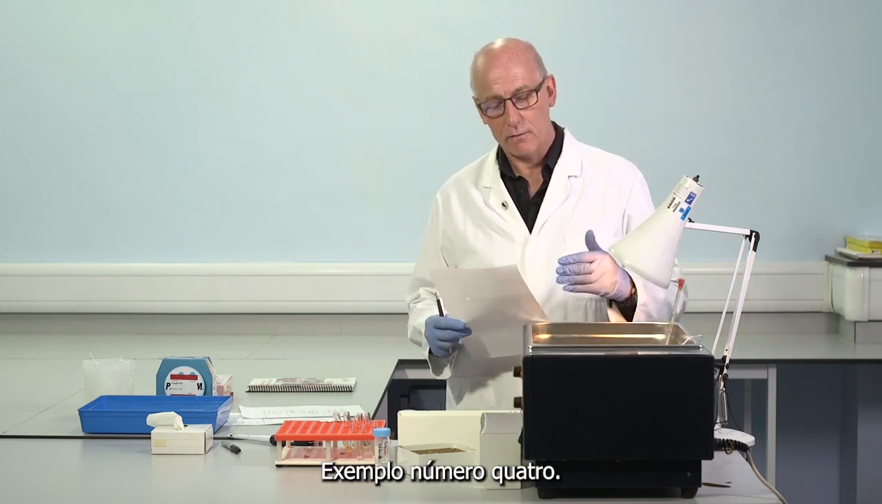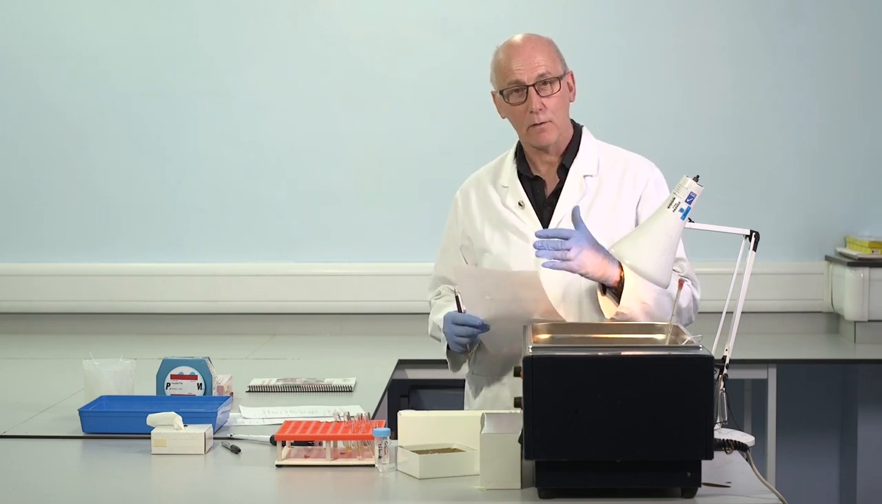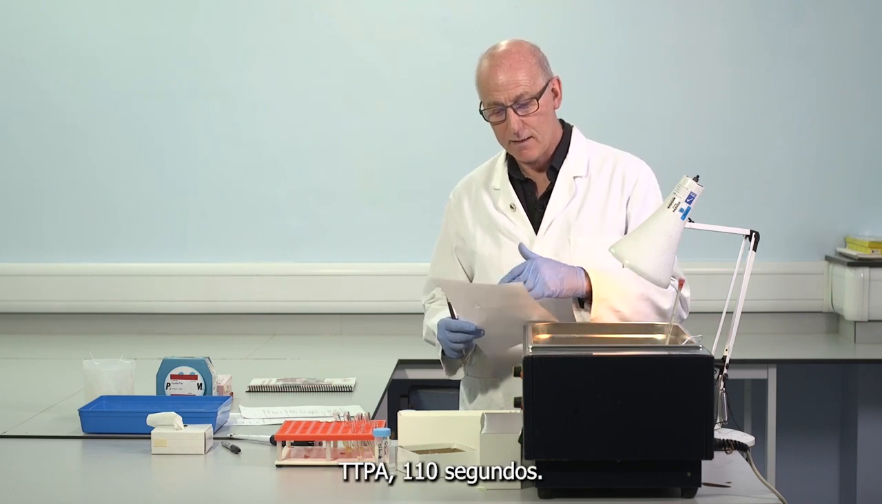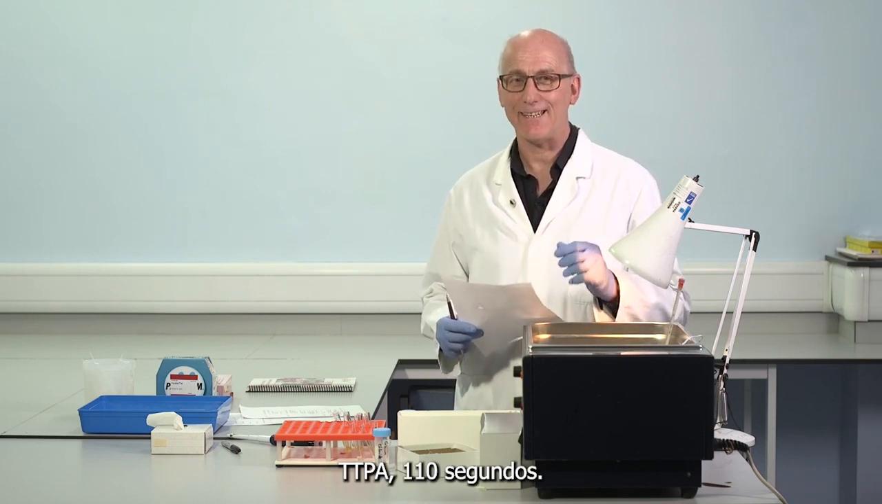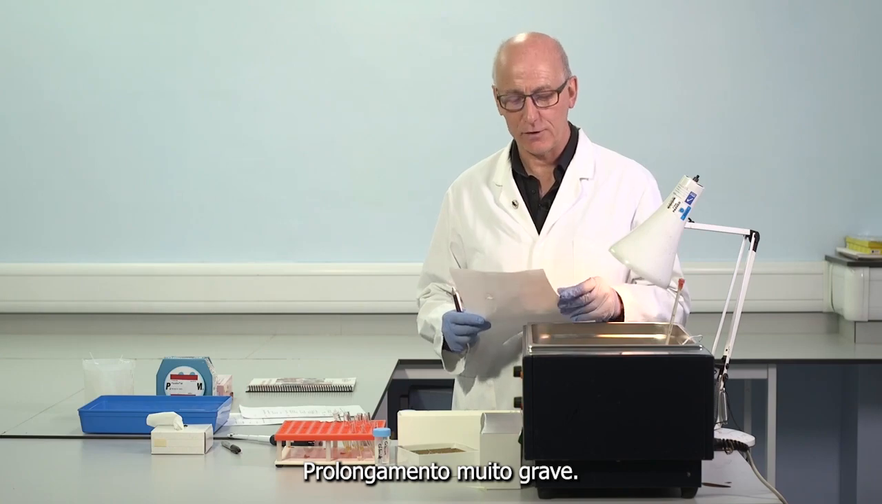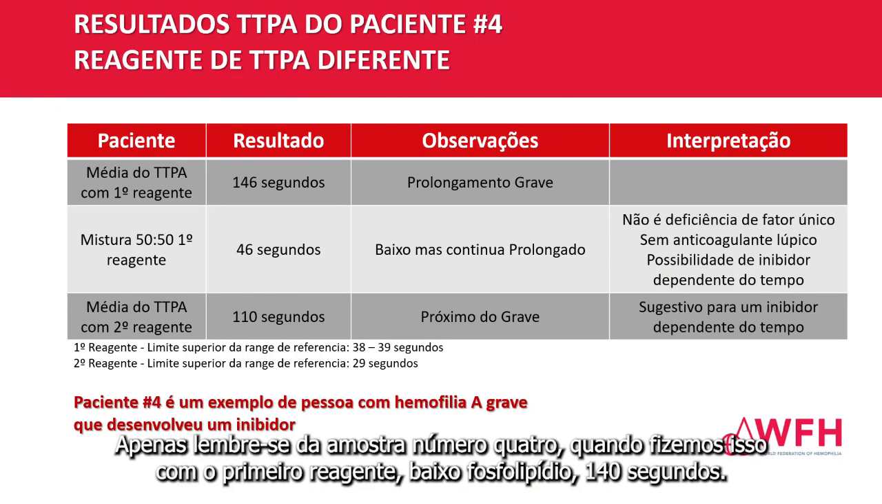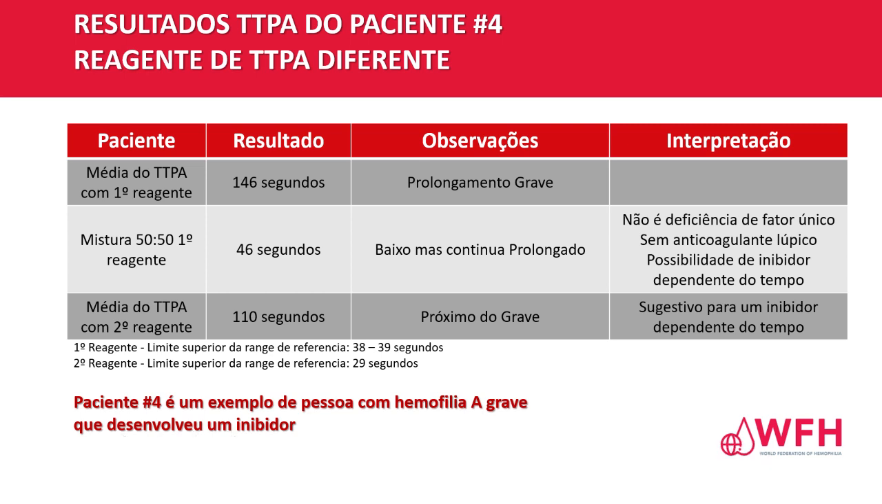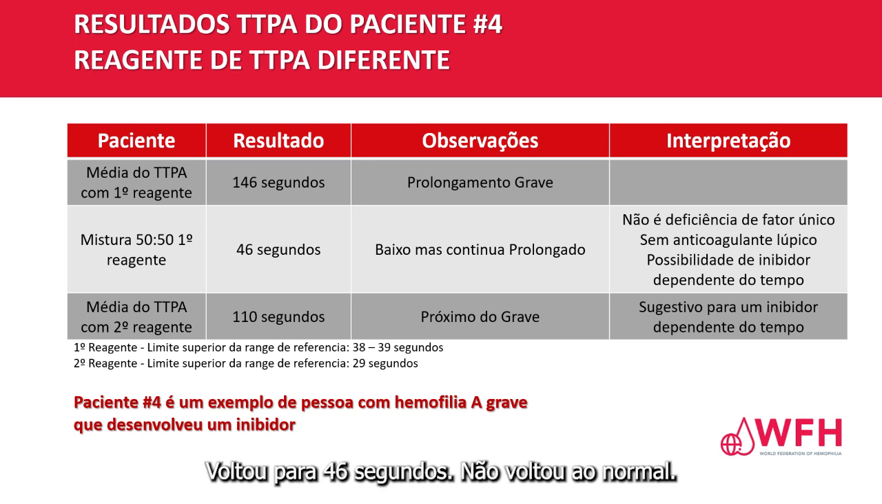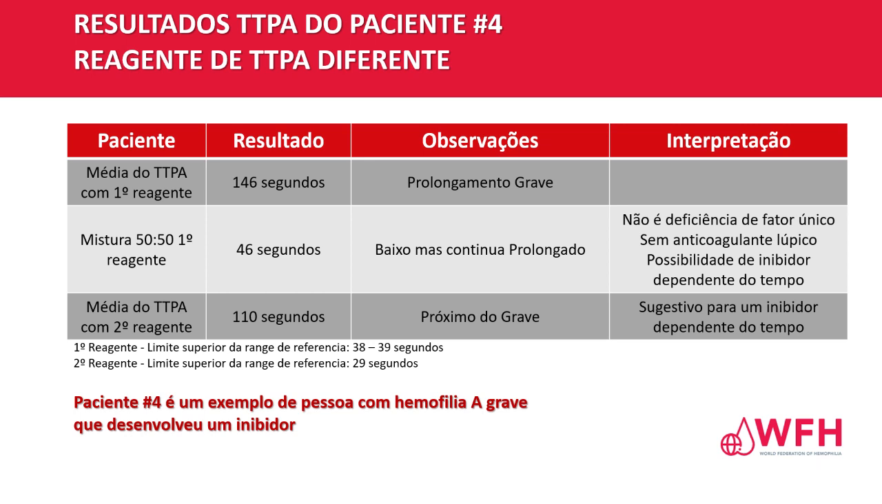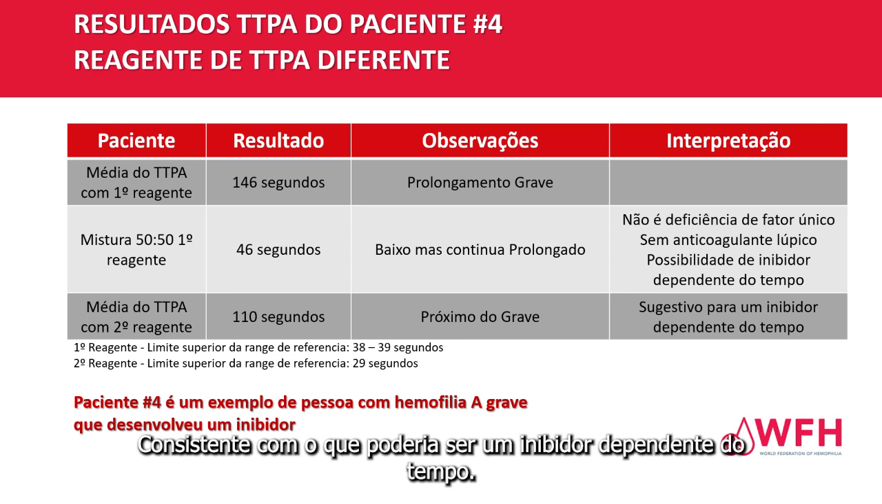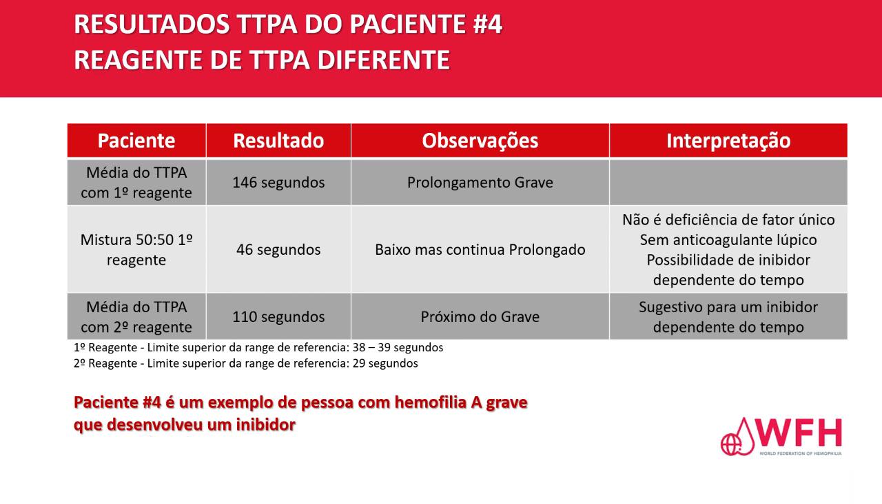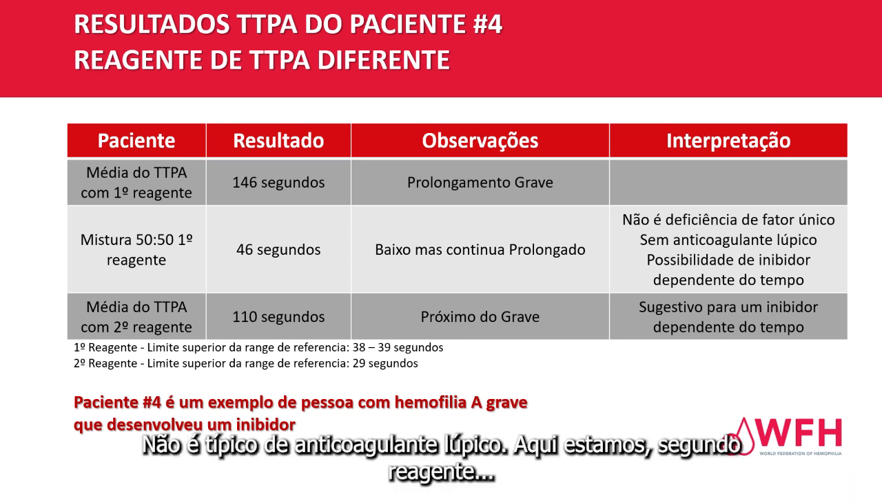Second reagent, sample number 4. APTT, 110 seconds. Gross prolongation. Now just remember sample number 4. And we did this with the first reagent, low phospholipid, 140. Intermediate correction, came back to 46. Not back to normal. Consistent with what could be a time-dependent inhibitor. It's not typical of lupus anticoagulant.